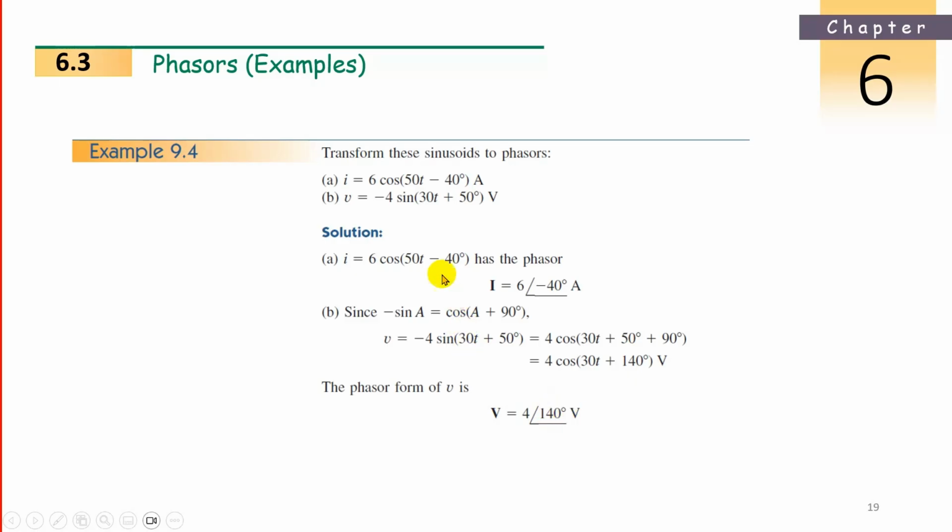Direct answer. So whenever a sine term is there, we have to convert it into cos first. Then directly you can write the equation. Easy. If cos is there, you can write directly I equal to Im at angle. But if it is in sine term, first we have to convert it into cos. Then we have to change to V is equal to Vm at an angle phi. So this is one example.